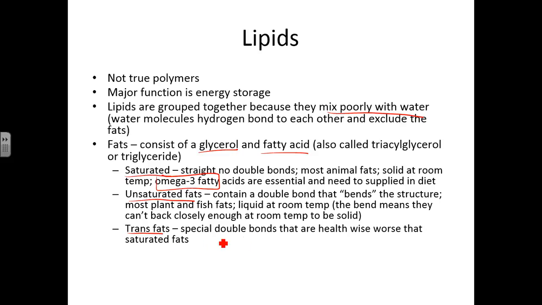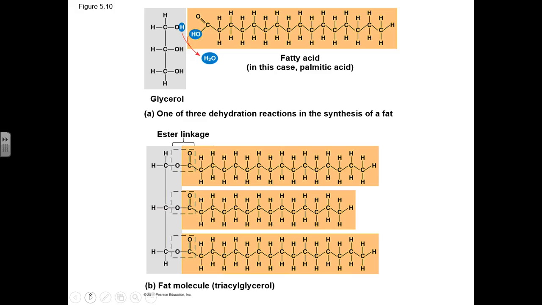Trans fats, special double bonds that are health-wise worse than saturated fats. You'll see a lot of advertising now for no trans fats and this and no trans fats, because for a while they were adding those because it was an artificial man-made fat that worked really well in snack foods and preserving things, but it's really bad for you. And so now you'll see a lot of advertisements for not having that.